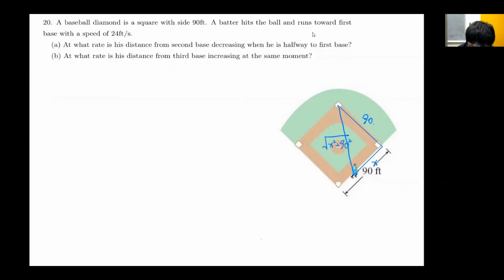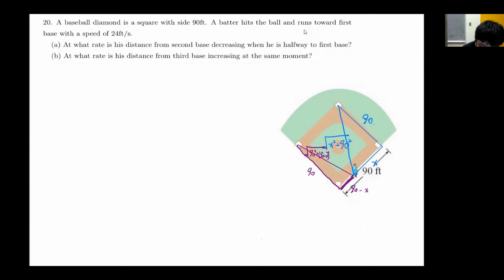Okay, so for part B, we are interested in this distance. Well, this distance is precisely the hypotenuse of the right triangle formed by the side of the baseball diamond together with this distance. And we know that this distance is 90 minus x. So then by Pythagorean theorem, we will be able to tell that the distance to the third base is simply going to be the square root of 90 squared plus (90 minus x) squared. Okay, so these are the relations we want to find.